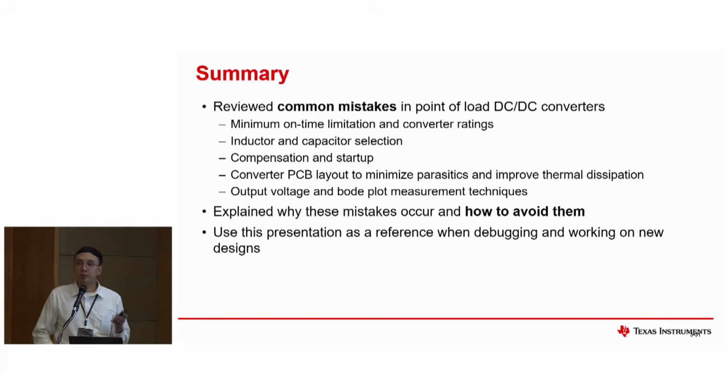Okay, so that's basically the 10 common mistakes that we do see in terms of DC-DC design, just to give you an overview. In summary, we did review the common mistakes for a point-of-load DC-DC converter. What you should definitely consider, first off, is the minimum on-time limitation of the device and the converter's ratings: the 8 amp output current rating, even the RDS on rating of the device.